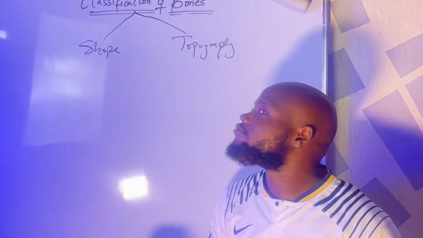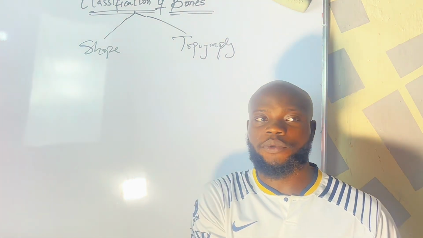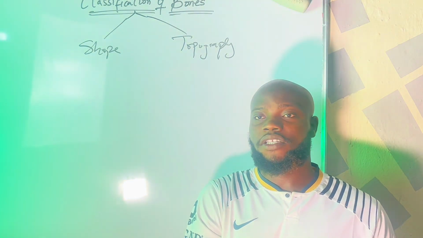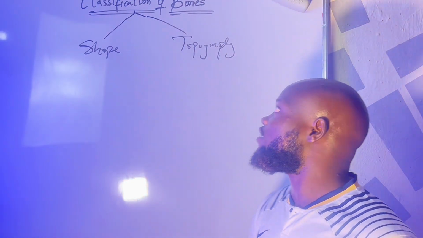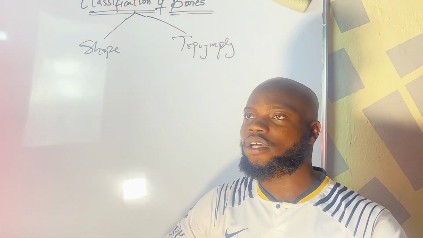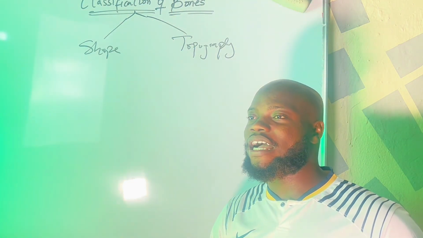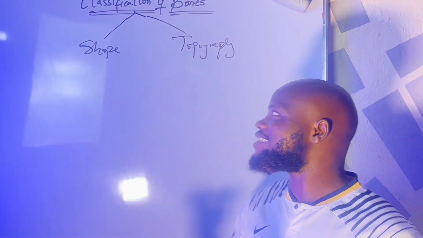When I say by shape, you should understand what it means. It means what shape this particular bone is. The ones that have similar shape are grouped together. Then by their topography means by their location, their position. The ones that are found in the same place are classified together. So it's as simple as that.